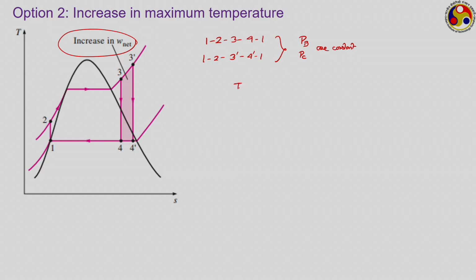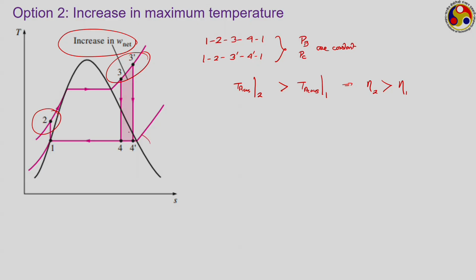So, the average temperature of heat addition corresponding to cycle 2 is definitely greater than the average temperature of heat addition corresponding to cycle 1, because in both cases we are starting heat addition at point 2, but we are finishing at different points, the second cycle finishing at a higher temperature, and accordingly the thermal efficiency for the second cycle will definitely be greater than the first cycle. So, increase in the maximum temperature definitely is a potent option.